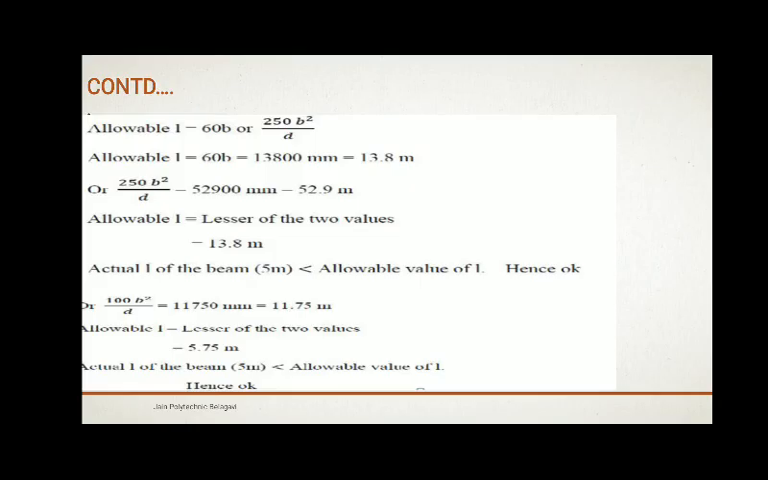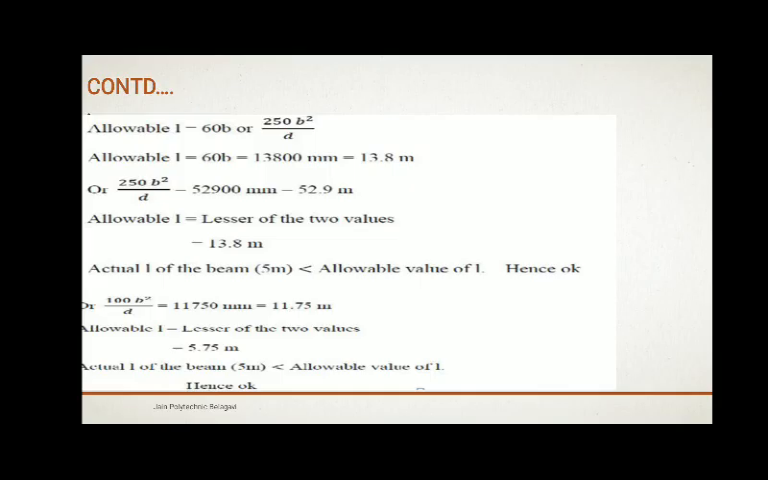What is the actual length of the beam? That is 5 meters, but the allowable we have got is 13.8. So actual is lesser than allowable, hence it is okay. Or you can use one more method, that is 100b square by d, where the value which you are getting is 11,750 mm, and in meters it is 11.75.